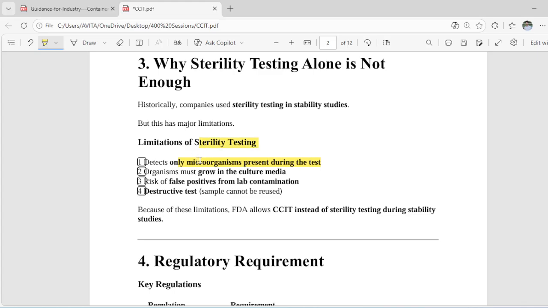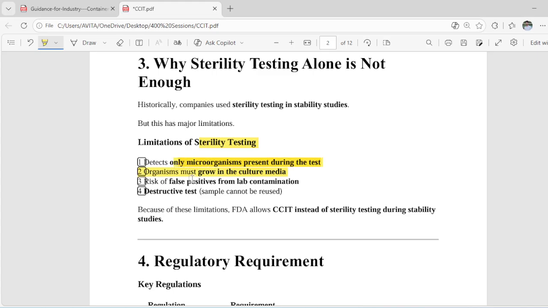Then the second point is that the organism must grow in culture media. Let's suppose there is some organism which is not growing in a particular media, then we cannot identify that microorganism. So that is also a limitation of sterility testing.